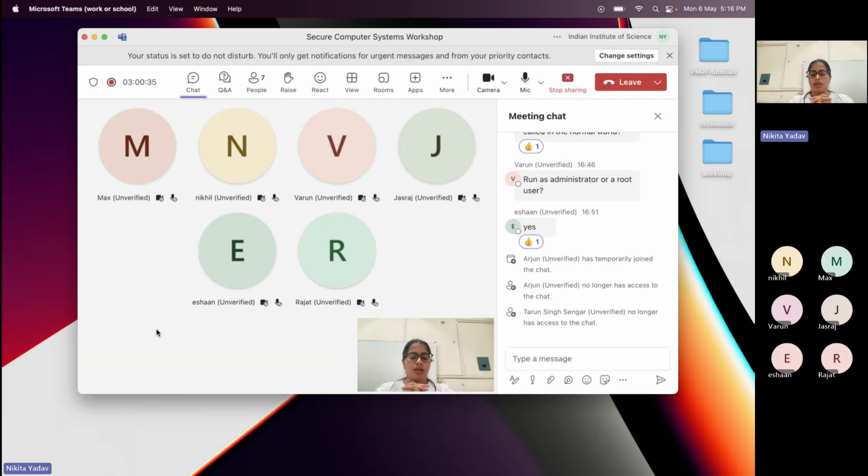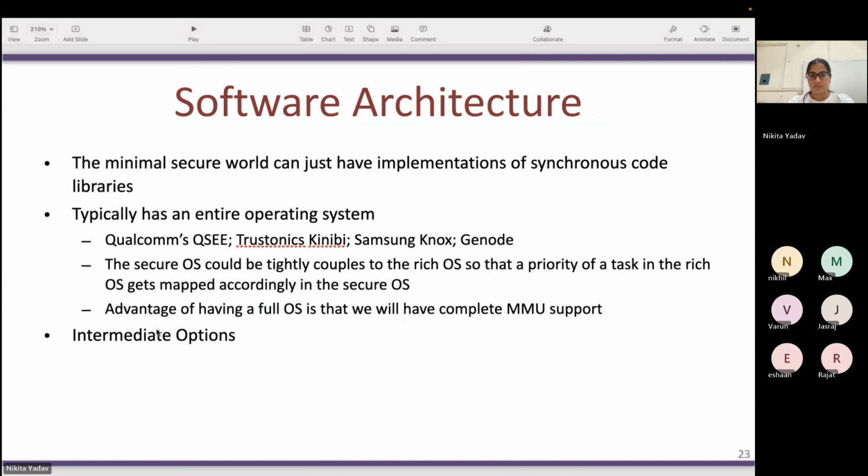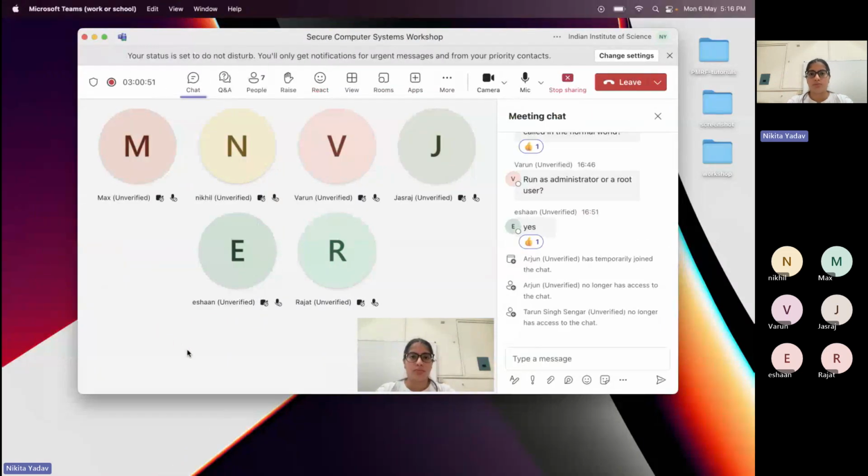So now maybe you can tell me, if you have a sensitive application, where will you run that application so that it is secure with respect to ARM TrustZone? Where will you run your application?